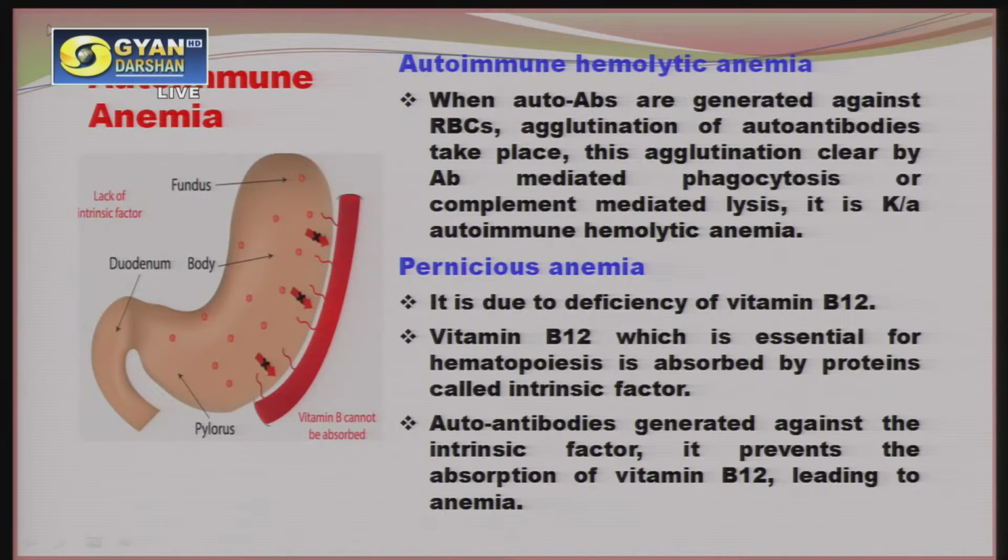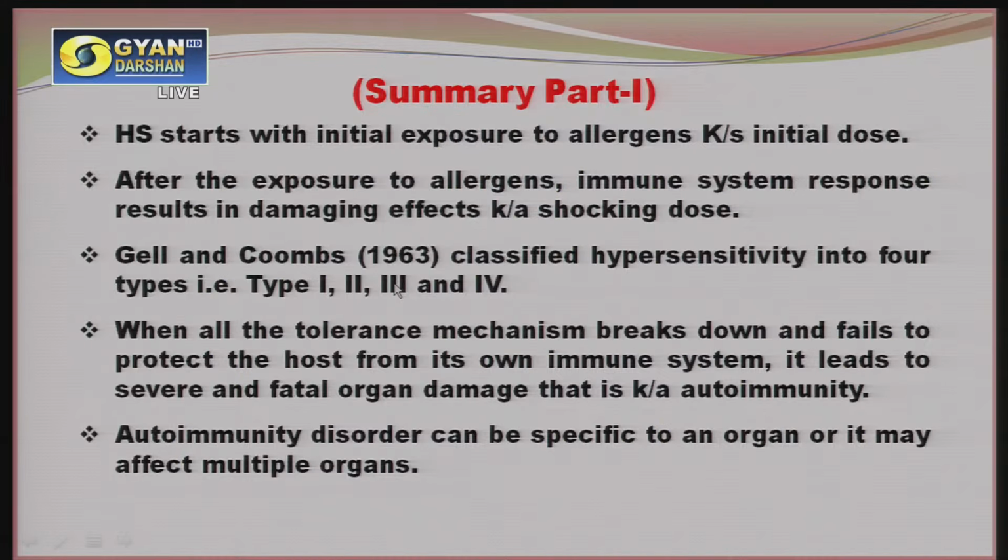And another is autoimmune anemia. So here there are two types: autoimmune hemolytic anemia will be generated, and another is Pernicious anemia. It is due to the deficiency of vitamin B12. The autoantibodies bind with the particular receptors, so the body is not able to absorb B12, and it will create anemia inside the body.